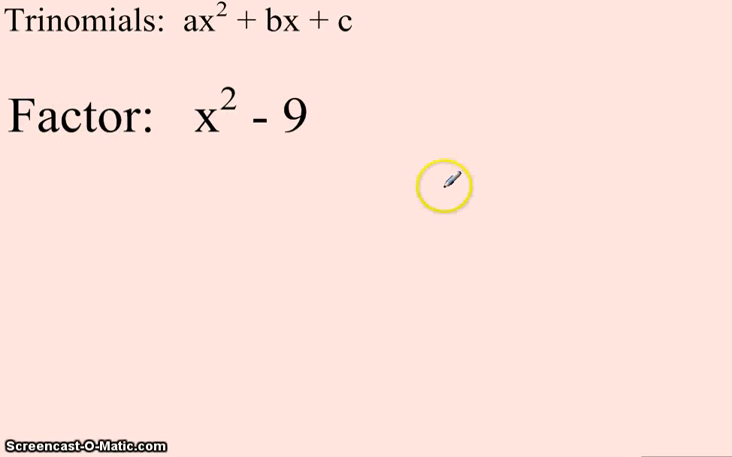Well, what if we have something like this? This is x squared minus 9. Now this looks like a binomial, and I will grant you that it actually is because there's only two terms. But it is actually a trinomial in disguise, and I'll show you how. The x squared term, the ax squared, would just be 1x squared. There is no bx term in this. There's nothing with just a plain x. So it goes right to the c, which is the negative 9.